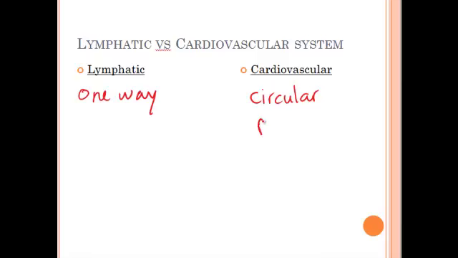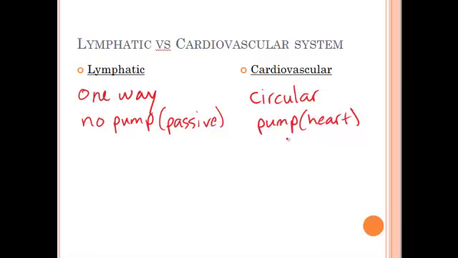The cardiovascular system has a pump. The lymphatic system has no pump, and so is a passive system. It's a passive movement of the fluid back towards the cardiovascular system. The pump is the heart, of course, and the arterial side, kind of a side note on this, is the arterial side is pressurized, but the venous side is passive, just like the lymphatic system, even though there's that pump.